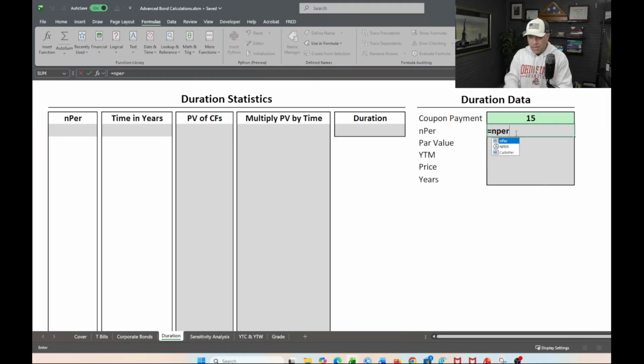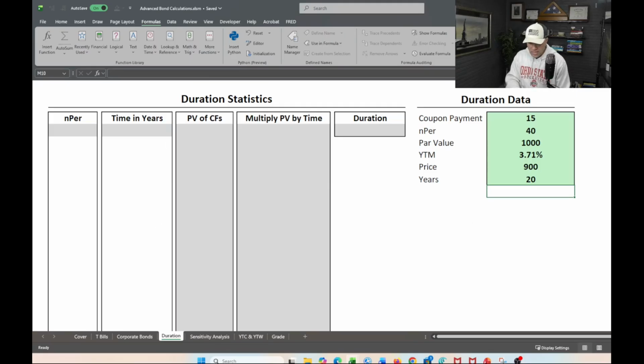Now we want the total number of payments. That was the NPER, which is 40. Let's bring in the par value, that was the 1,000. Let's bring in the yield to maturity, and the price. And then we've got our years. What did I name it? Oh, I forgot. Sometimes you forget. It's probably a horrible name. MAT is for maturity, but that's for years. So it matures in 20 years. We've got all our variables there.